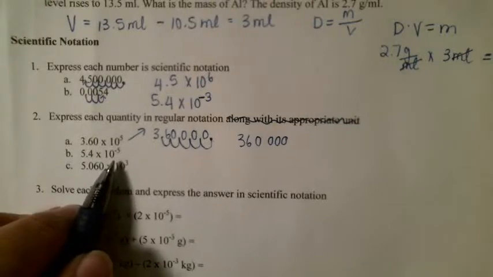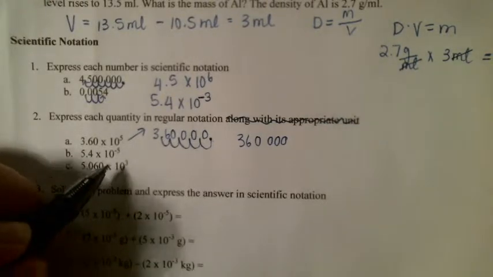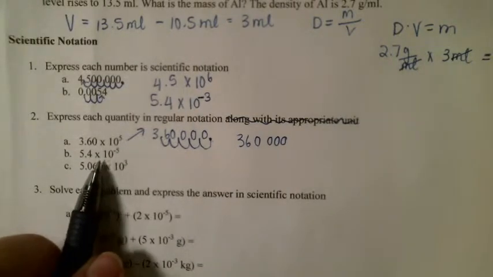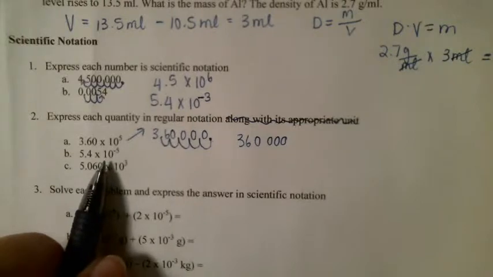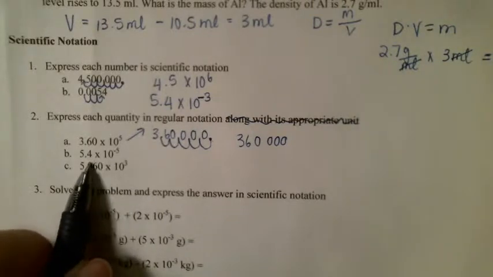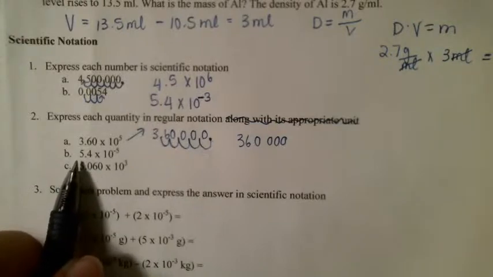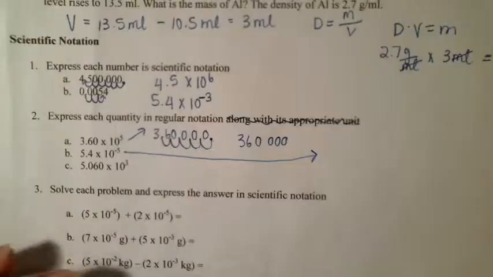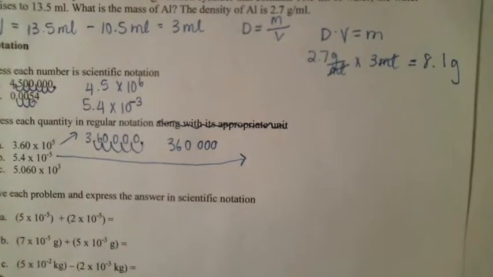Okay, let's look at B. 5.4 times 10 to the negative 5th. First of all, this negative exponent means that when it is written in regular notation, this number is less than 1. In order to get this number to be less than 1, we're going to have to hop the decimal to the left, so that it looks like a decimal. I'm just going to do that so that there's more space for you guys to see.